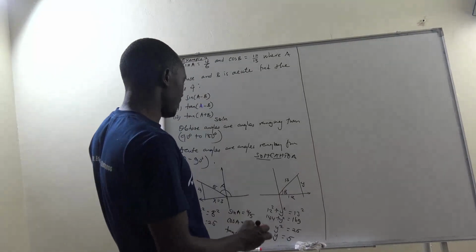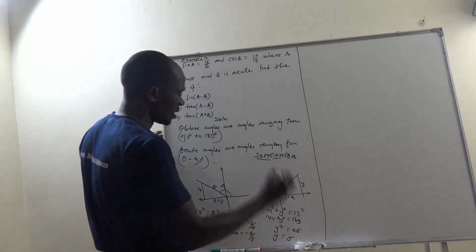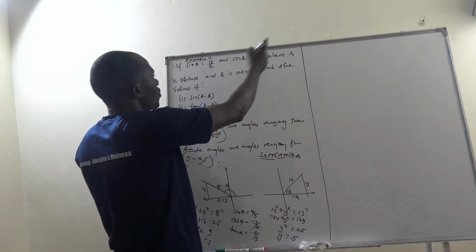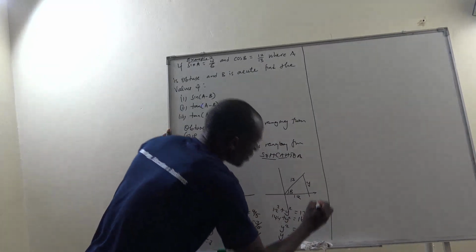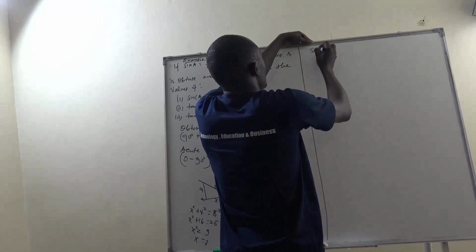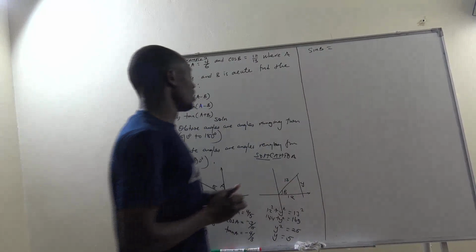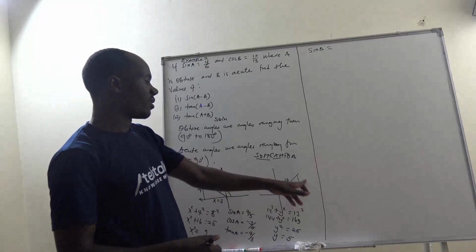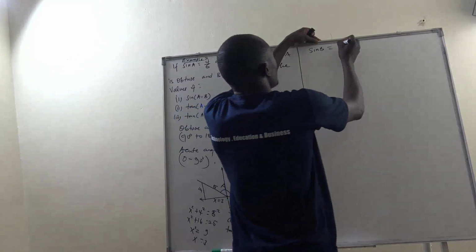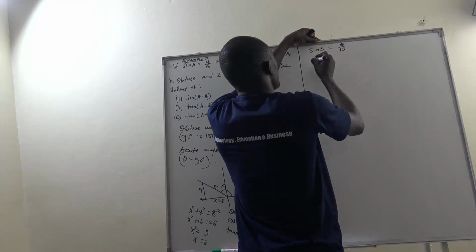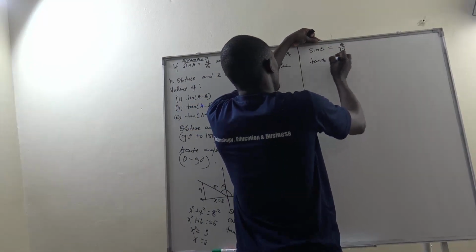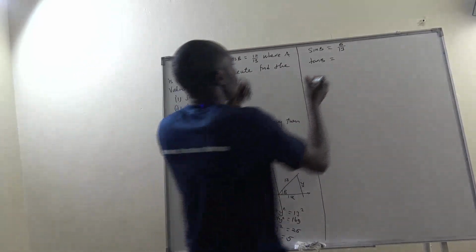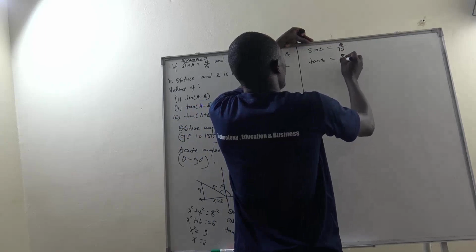Also from here, we need to get sine of B, because we are given only cos B. What will be sine B? Let me write it here. Sine is given as opposite over hypotenuse, where our opposite is 5 out of 13. It becomes 5 out of 13. We also look at tan of B. Tan of B is given as what? Opposite over adjacent, which is 5 out of 12.